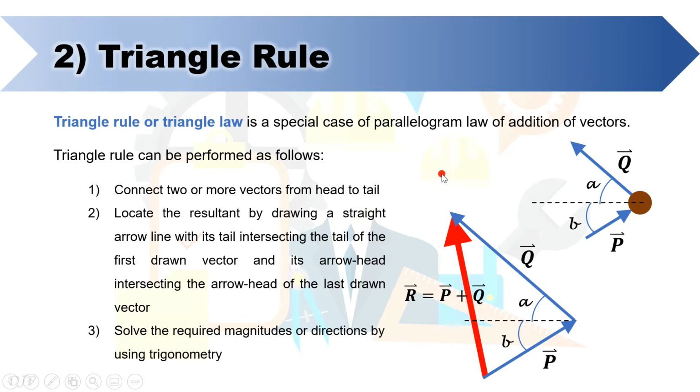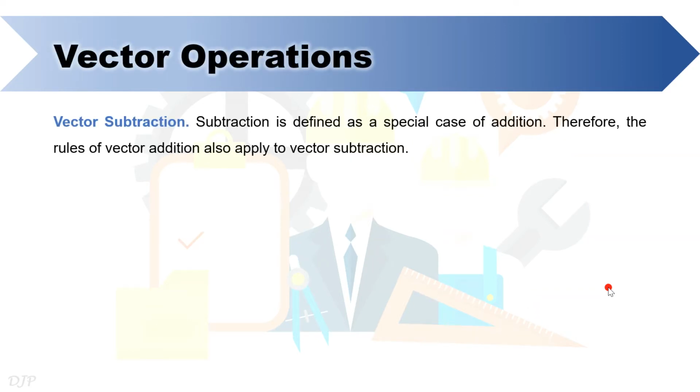So again, for this lecture, we will skip the third method, which is the component method. In the next topic, we will go through it as we learn about force resolution. For now, let's discuss another vector operation, which is vector subtraction. For vector subtraction, all three methods of vector addition, as outlined previously, are also applicable. However, we just need to include one more step in our solution, and that is to consider the effect of the sign of the vectors.